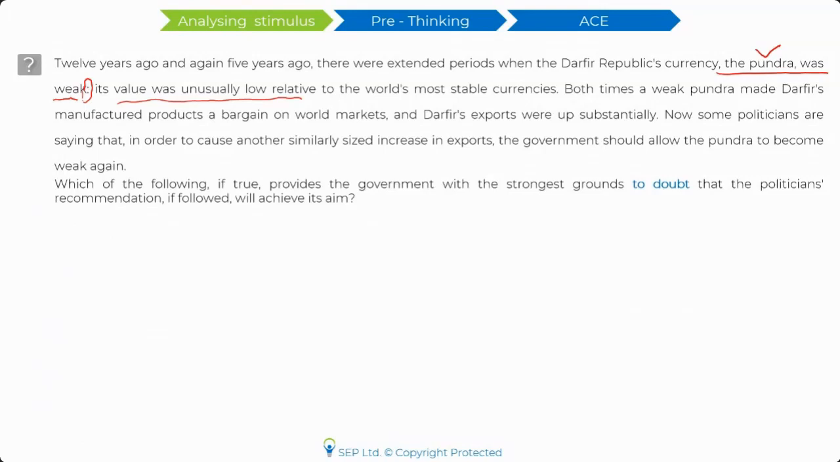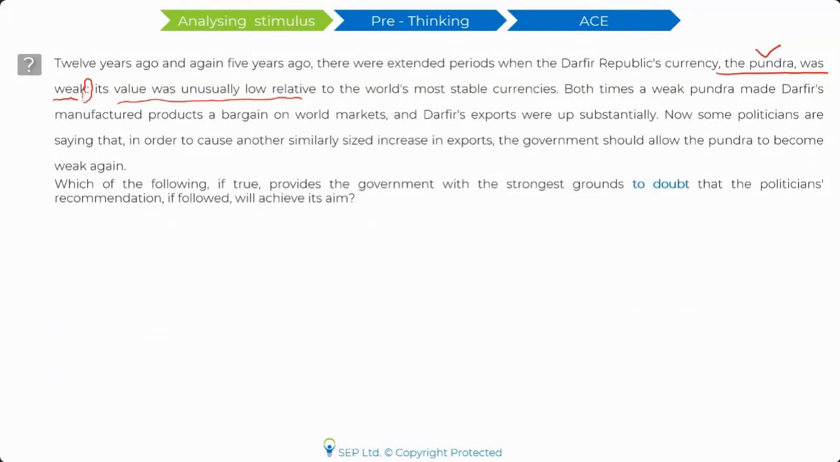What do you mean by made a bargain? What does it mean to say that Darfur's manufactured products were a bargain on the world market? Let me see your answers. Madhukar says it made Darfur's manufactured products cheaper in the world market. Good, Madhukar. Ryan says more competitive. I believe, Ryan, what you mean is their prices were comparative with the other countries. Vinny says cheaper products. Latif says cheaper in world market. Smithy says best price. Well, if not best price, at least definitely competitively priced, cheaper than the other products.